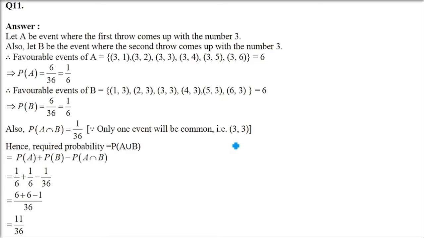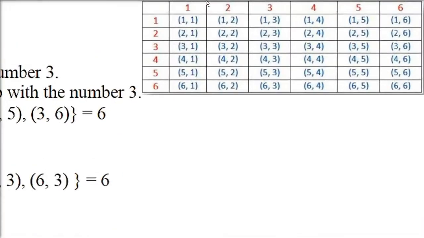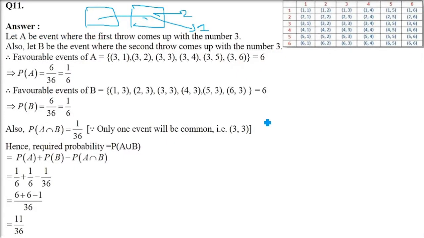Next is: a die is thrown twice. What is the probability that at least one of the two throws comes up with the number 3? So there are two dice, or one die which is thrown twice, the same thing. As I'm saying, one die thrown 2 times, or take 2 dice and throw them 1 time. It's the same thing. So this is the sample space. We fix 1, then 1 to 6, then 6 we fix, 1 to 6. This is how it is going to be.